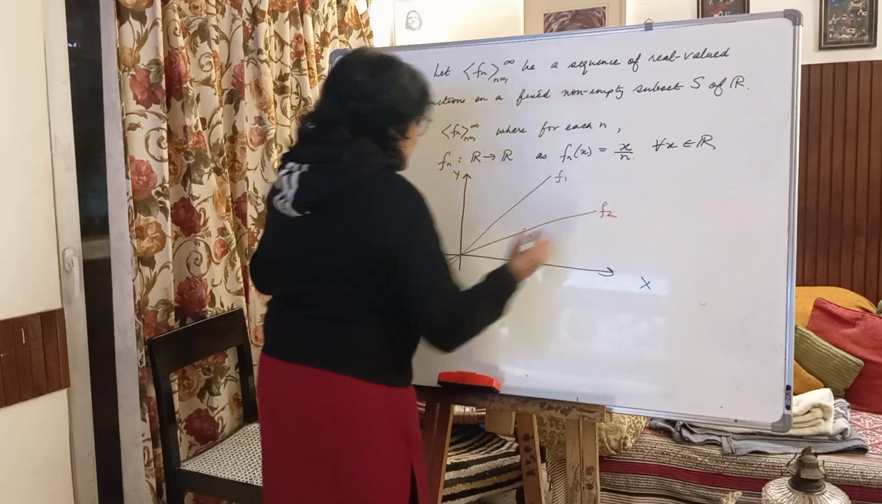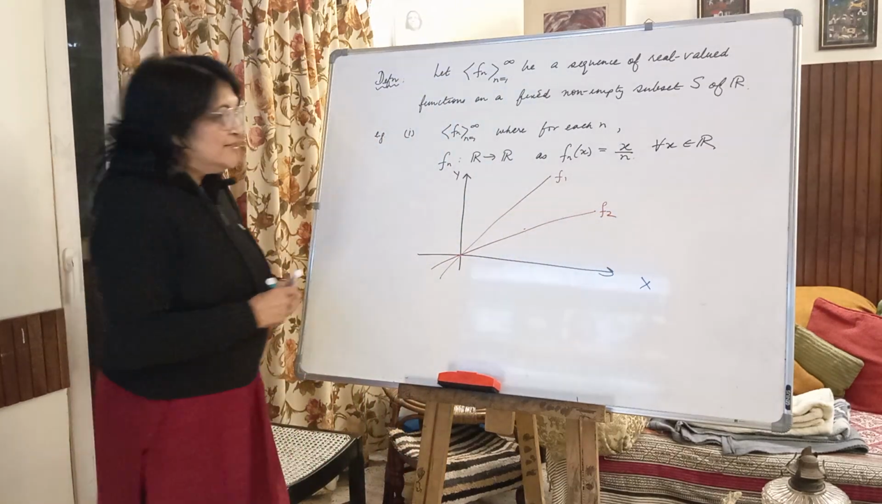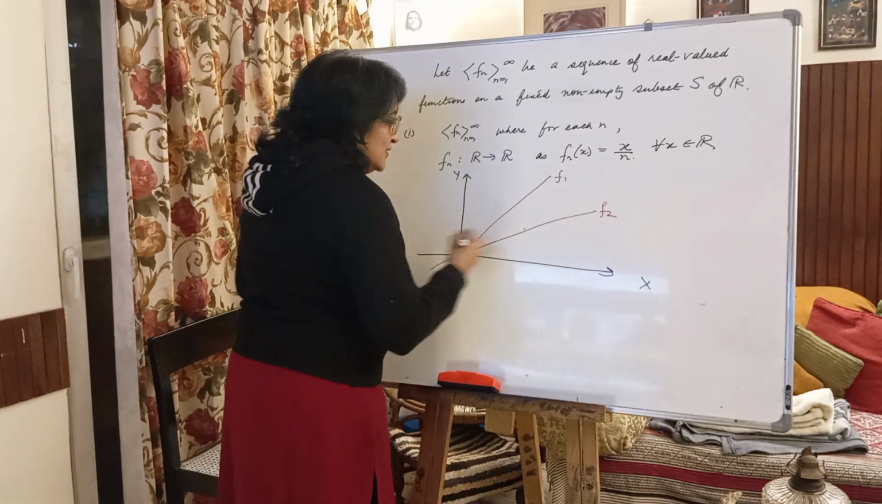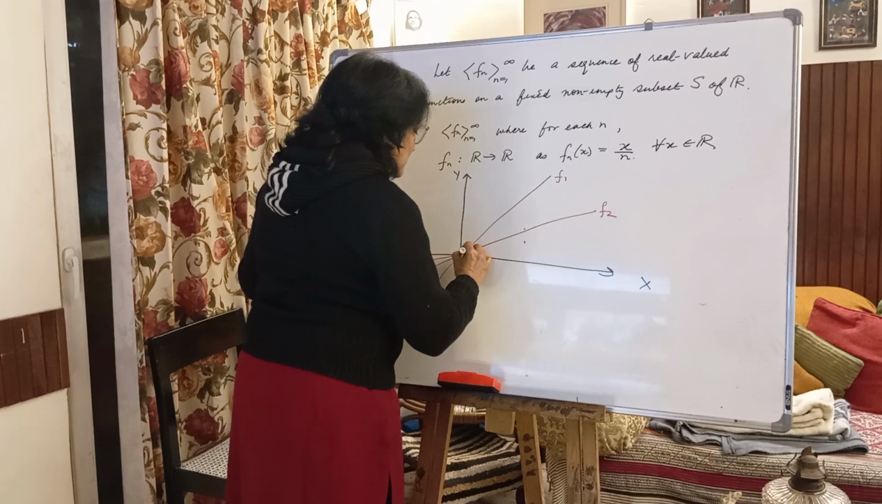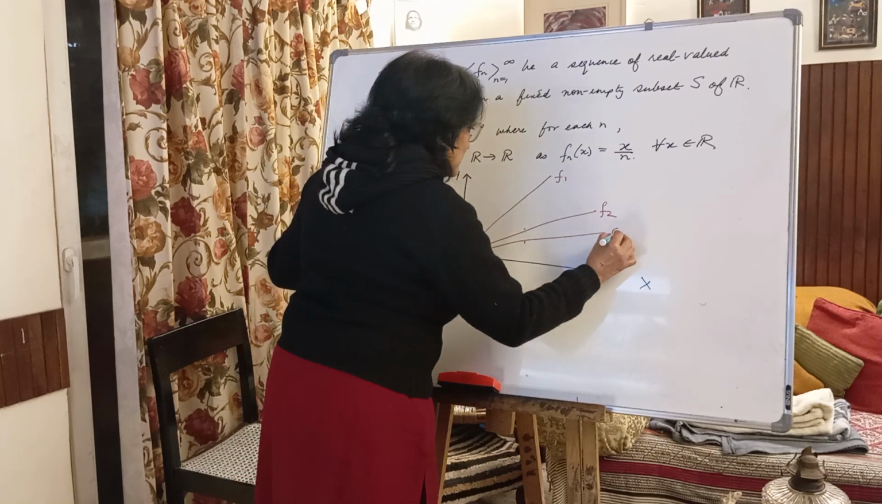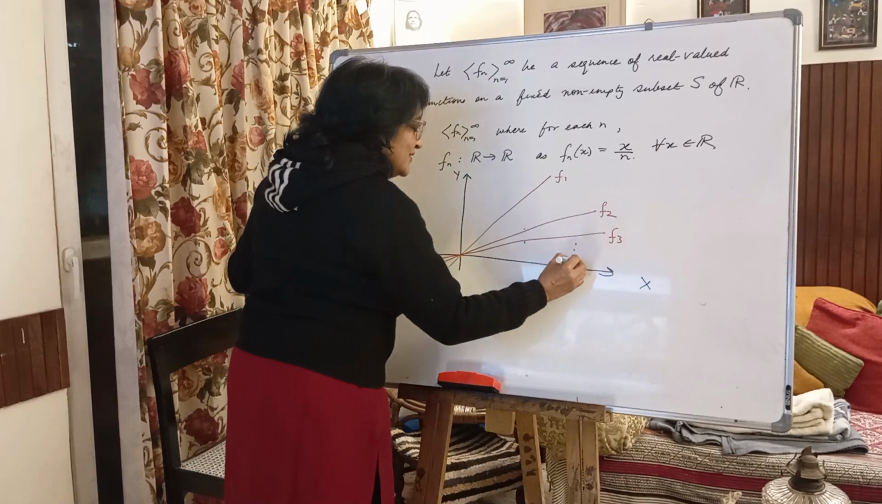This is f2. And similarly, f3 is x by 3. So it will be one-third of this difference. So it will be something like this, converging to 0. Well, that's what we think. So it's going down like that.